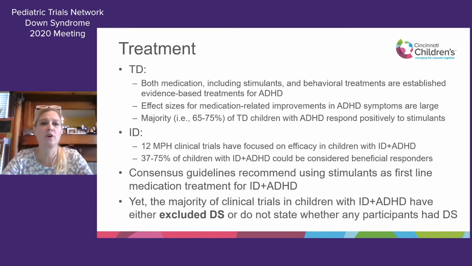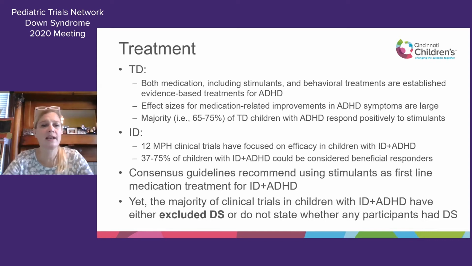So then treatment, what are we going to do with these kids with Down syndrome that are presenting at these higher rates than in the general population? In the typically developing population, the evidence-based treatment is to have both medication and behavioral treatments be used, so that multimodal treatment plan. The effect sizes for medication-related improvements in ADHD symptoms are large, so when we use medication, it's beneficial, and the majority of kids respond positively to stimulants.